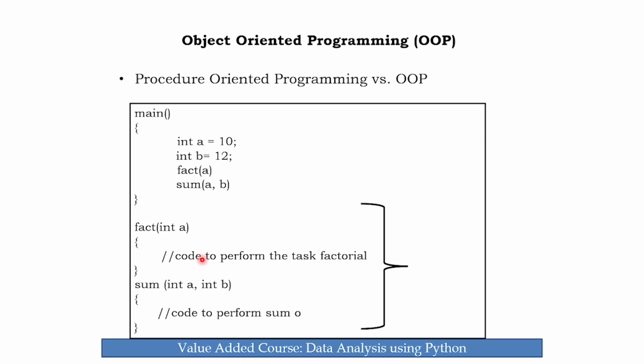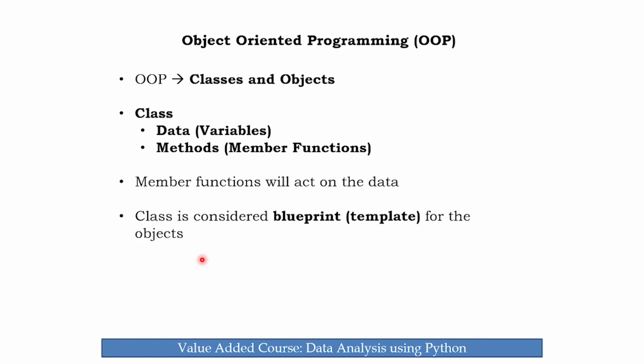But our focus here is moving from procedure oriented programming to object oriented programming. The idea behind moving to object oriented programming is that procedure oriented programming is not suitable for real world problems, and our data is not contained in a single unit. In object oriented programming, there are two main concepts. One is class, another one is object.